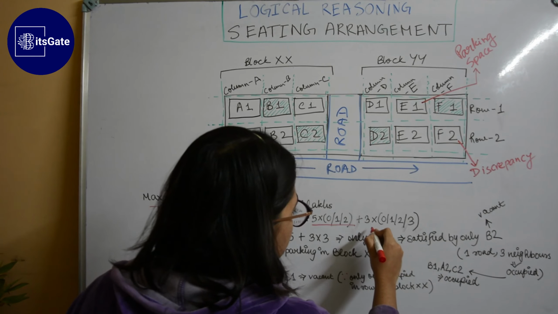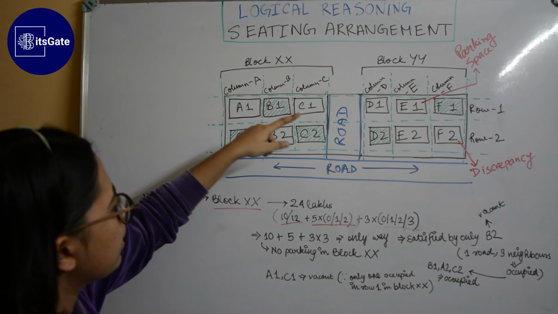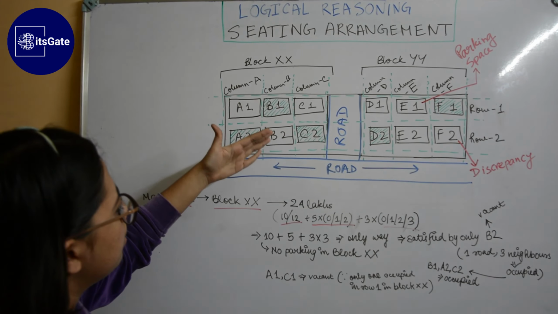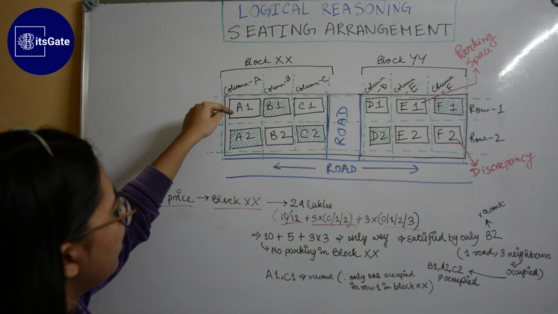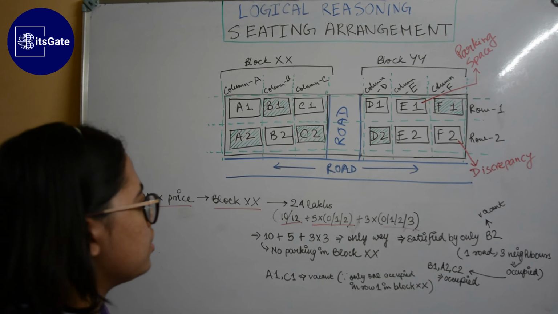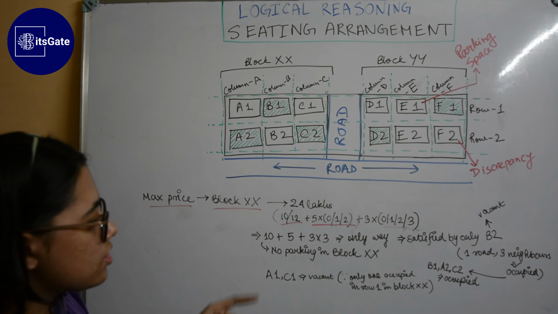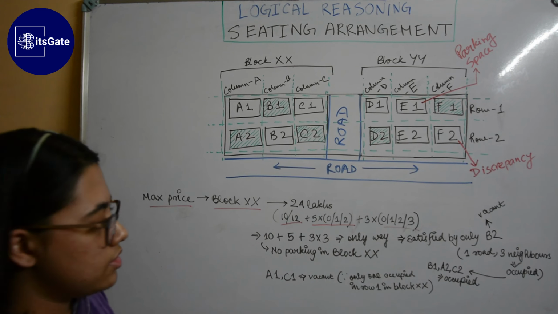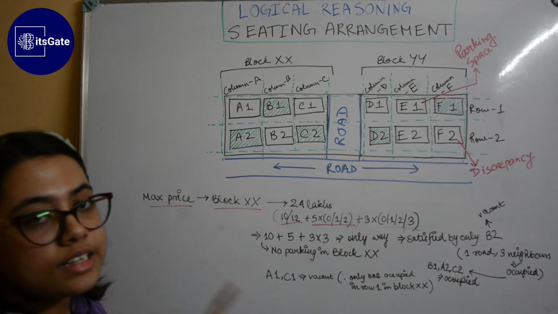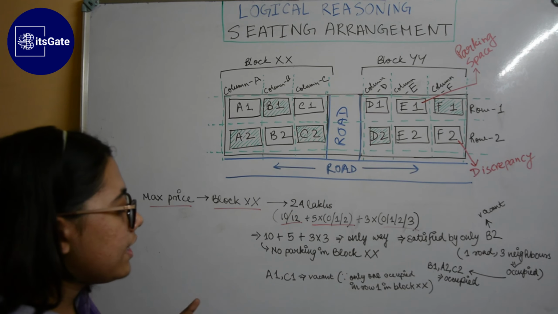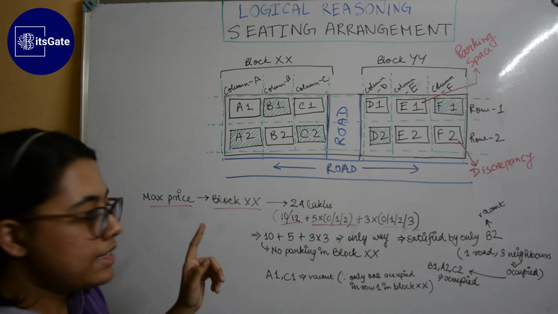Plus we can have the neighbor count as 0, 1, 2 or 3, because the maximum neighbor count, let us assume for B1 or B2, is 3. So now we have to find which is the combination for which 24 lakhs is the highest price. First of all, we will take the base price as 10. Why? Because it was written that parking space is there only in block YY. There is no parking space in block XX. So the base price will be 10 lakhs only.